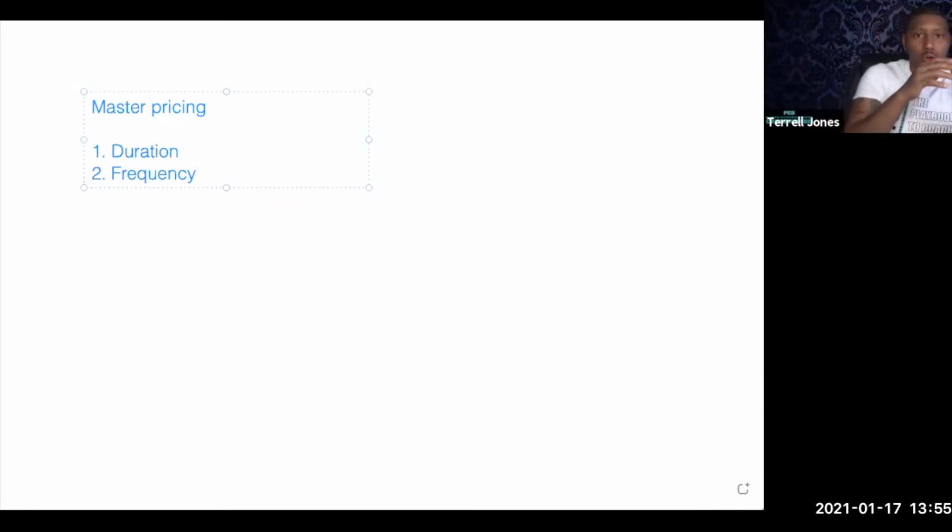Then that's something that you should have figured out on an influencer blueprint guide. But just know that depending on how often you meet with them, that price will change. That's two.